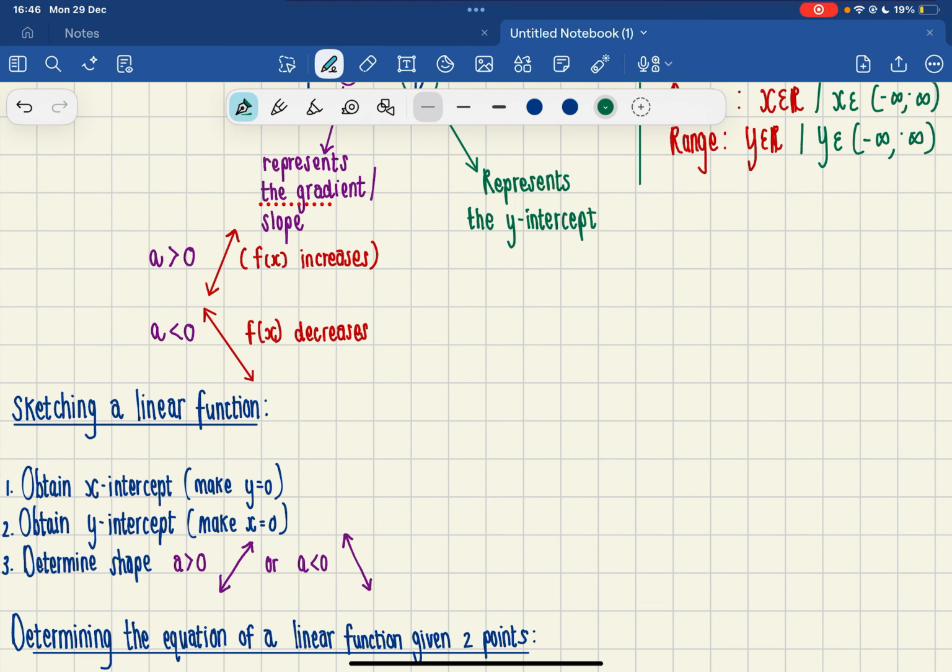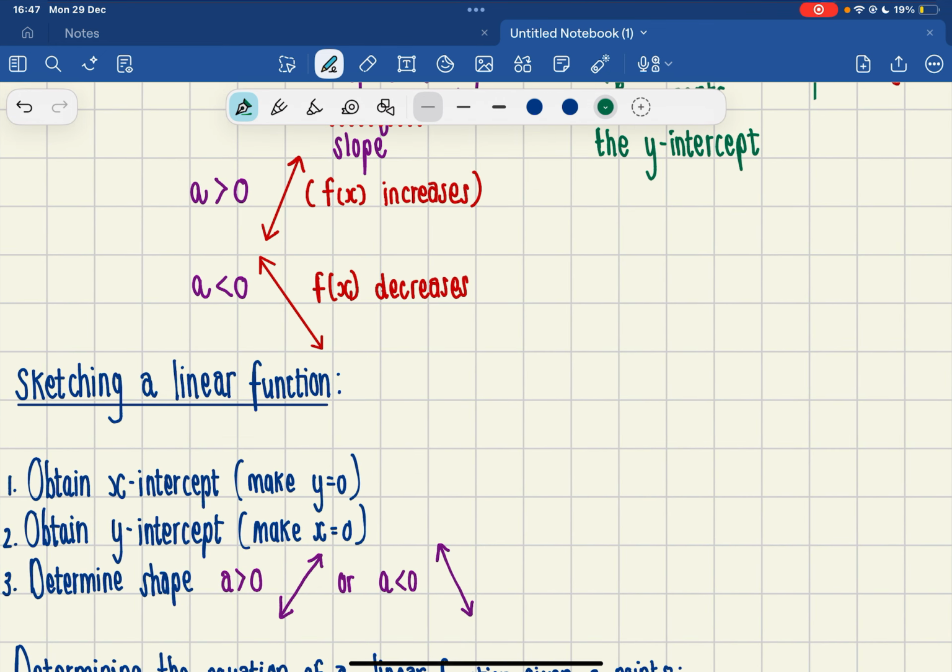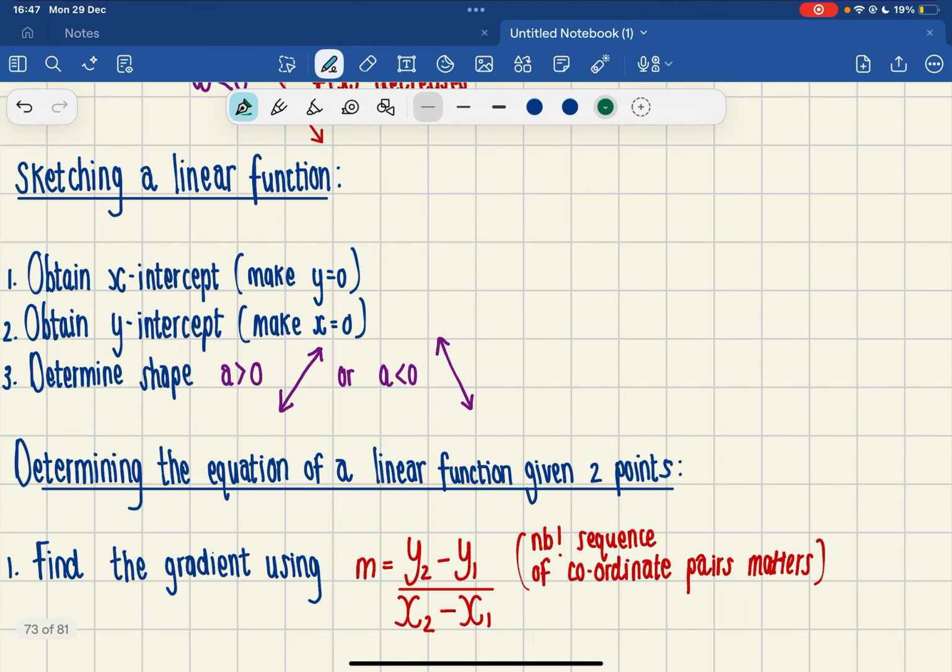That being said, boys and girls, we're going to move on to sketching a linear function. Now, how do we sketch a linear function? If you remember, we first have to find our x-intercept and our y-intercept. To obtain our x-intercept, we make y equal to 0. To obtain our y-intercept, we make x equal to 0. And then from there on, we determine what position our graph would take. Would it be increasing? Would it be decreasing? In order for us to determine that, we look at our a value.